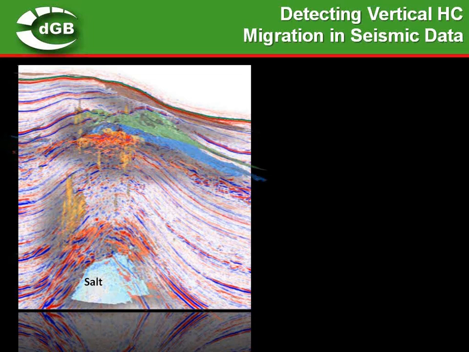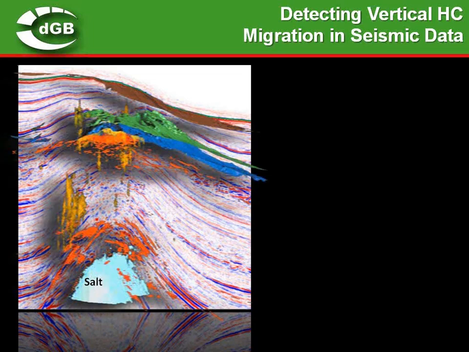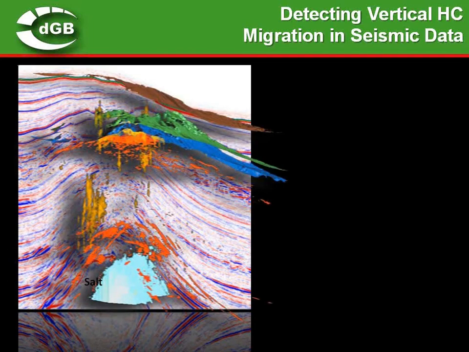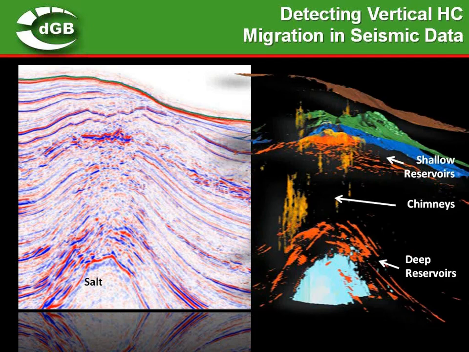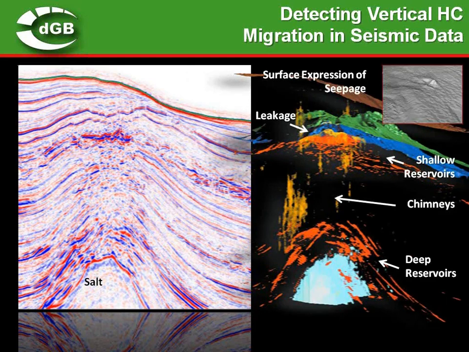And what we're going to show today is a means using OpendTect to detect these migration pathways in seismic data. And through this, we will be able to then visualize them in 3 dimensions and see the origin of the chimneys in deep reservoirs or even in the source rock, how they migrate into shallow reservoirs, and then how they leak from these reservoirs to form a surface expression of hydrocarbon seepage.